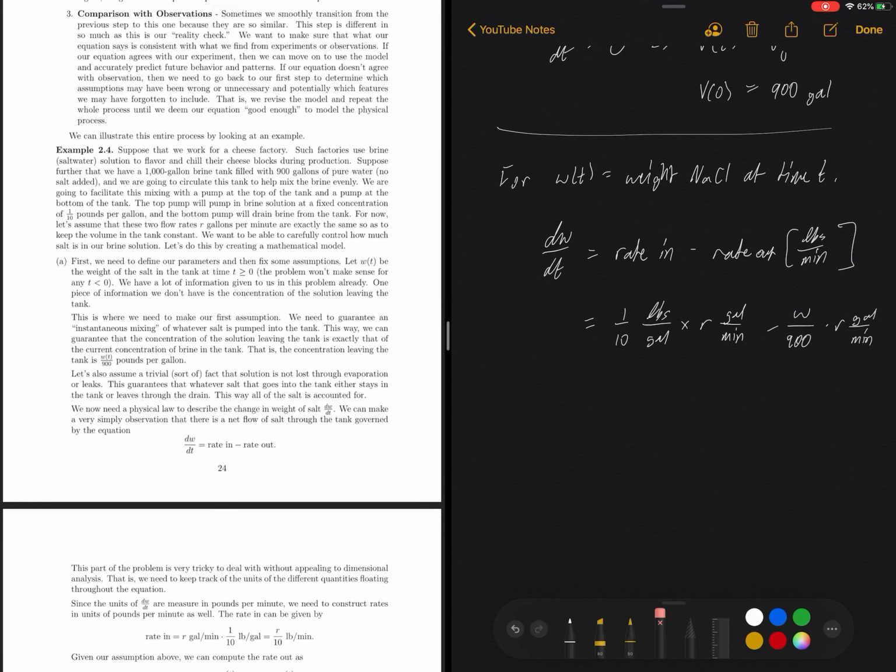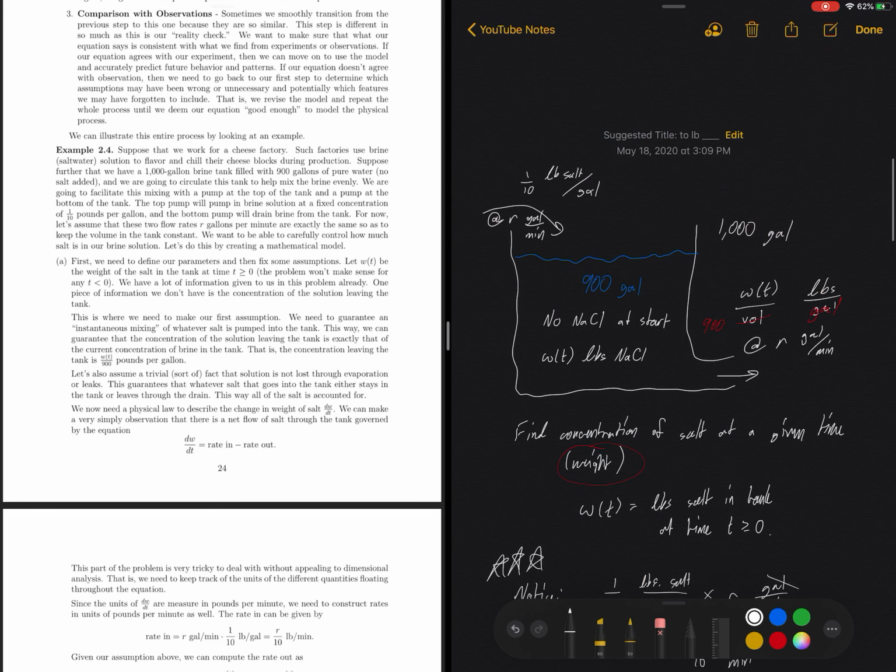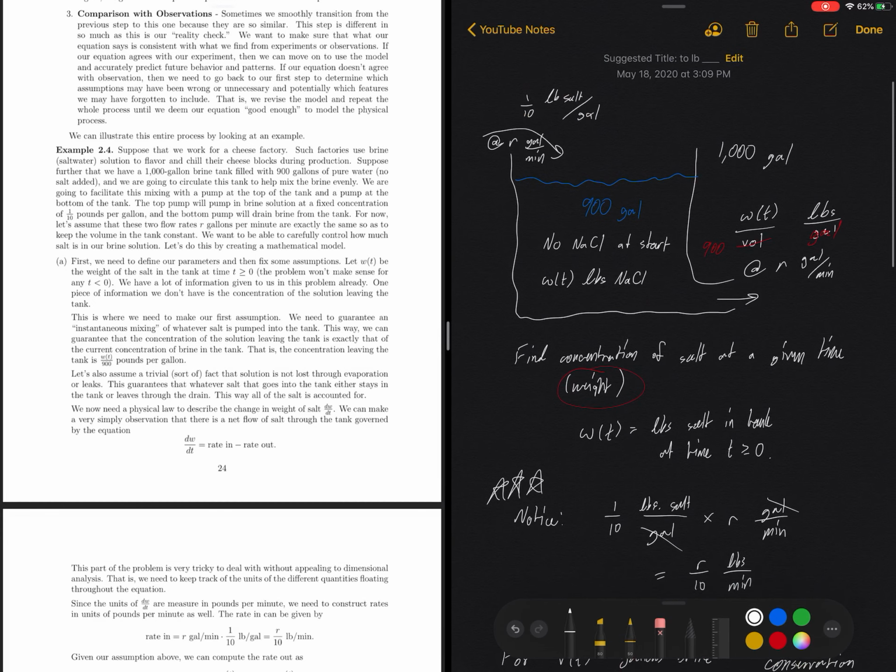Subtract off the rate out, and this is going to be W over 900 times R gallons per minute. Let me bring that down to the next line to make it simpler to read. Subtract off W over 900, that'll be pounds per gallon, times R, that'll be gallons per minute as well. Let's simplify this a little bit and then drop our unit notation. R over 900 W, dW dt.